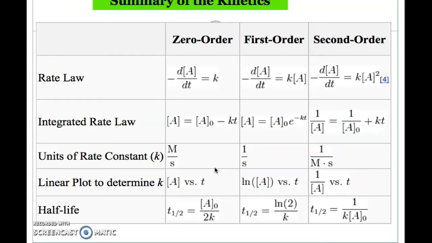This is the summary of the kinetics. We look at zero order, first order and second order. This is the rate law, the integrated rate law, and this is the half-life. We look at the half-life. This is for the zero order, and this is for the first order, and this is for the second order.